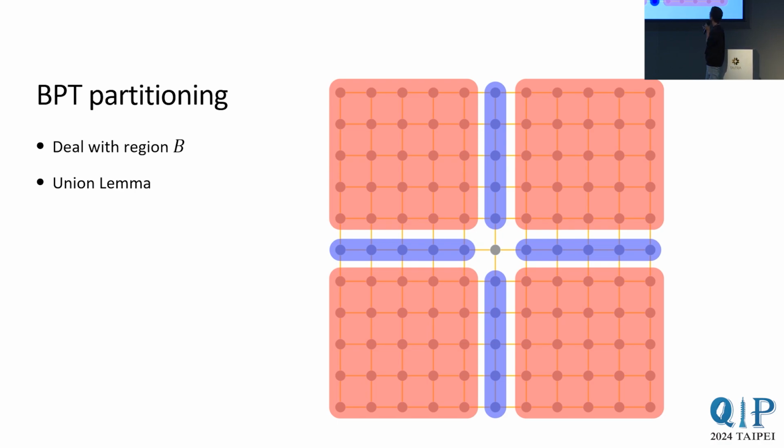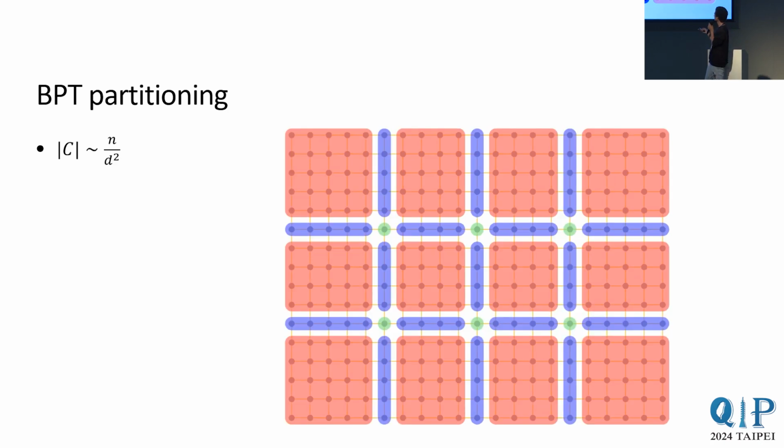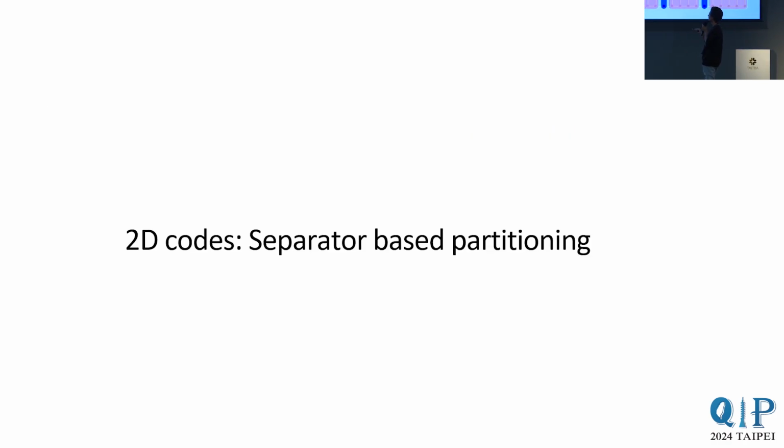So I can use the union lemma, and this whole region is correctable. Great, so now I only have to find the region C. The region C is whatever is left, and I have my region C. So if you look at a larger lattice, for example, you'd get a similar pattern. Without partitioning, you get that the region C scales as n over d. So pretty good, actually optimal.